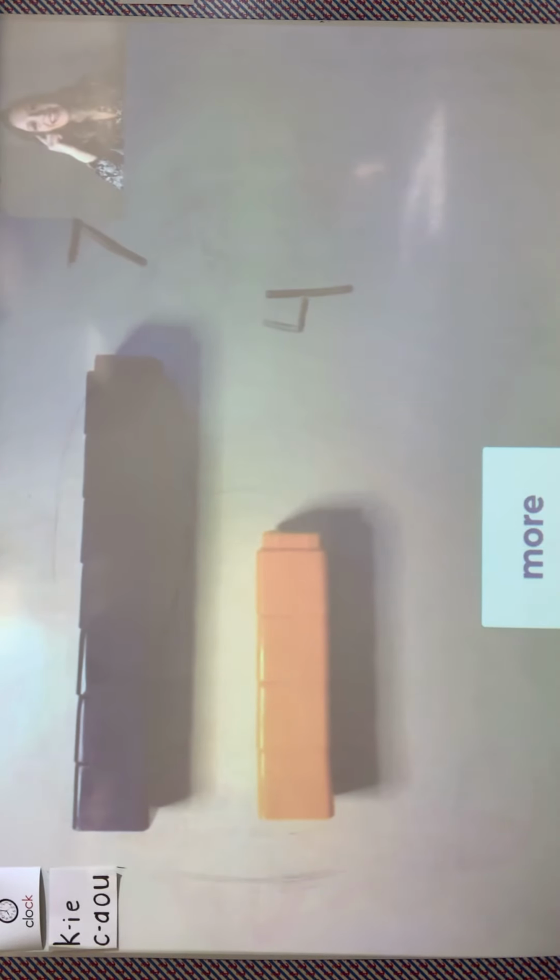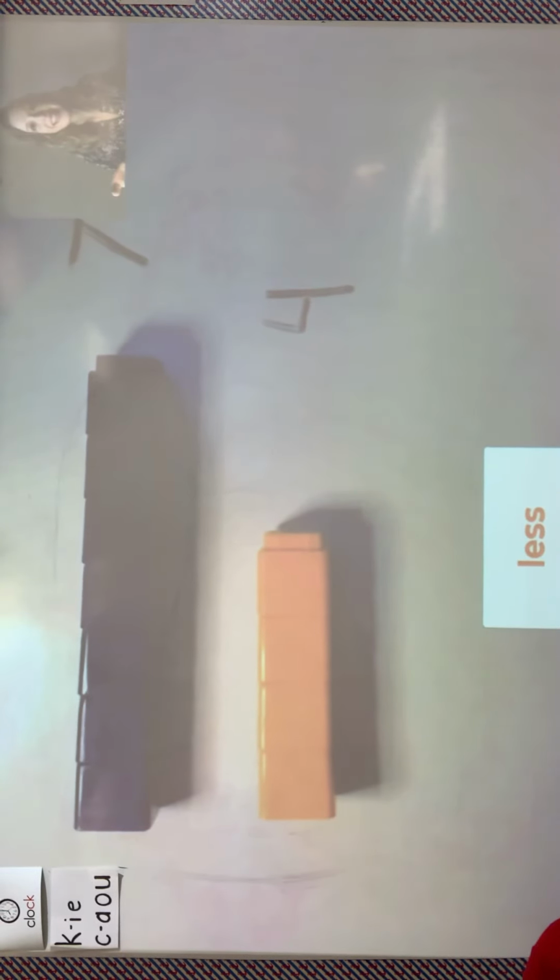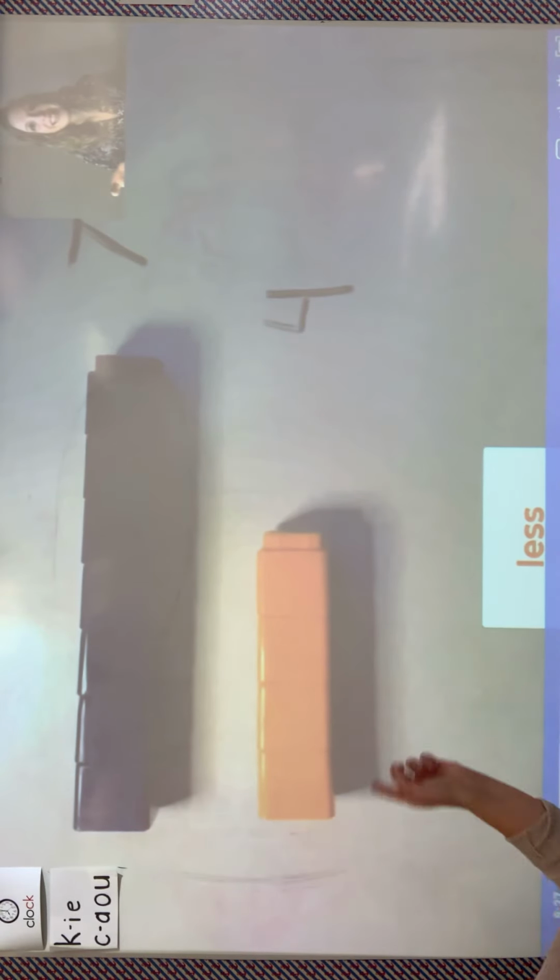Great. Now, let's find out which number is more. Think. Say it. Yes, 7. Which number is less? Think. Okay. Say it. Show me with your fingers. Which one's less? See the little word less at the bottom? 4 is less. Very good. Yes, 4.